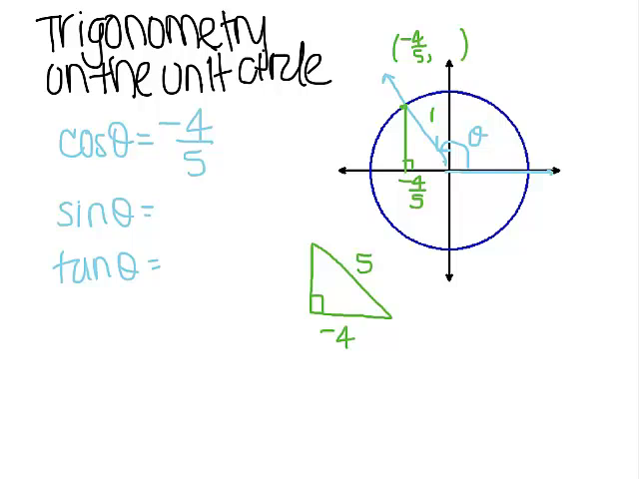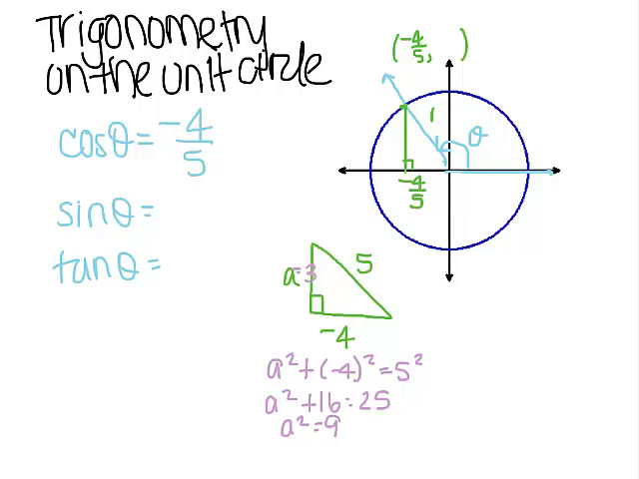So if I'm looking for this opposite side here, I'm just going to use the Pythagorean theorem. So I'm going to say that a squared plus -4 squared equals 5 squared. So a squared plus 16 equals 25. A squared equals 9. So therefore a equals 3.